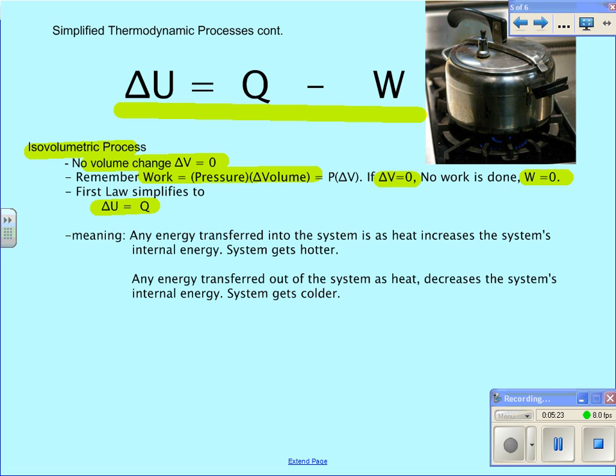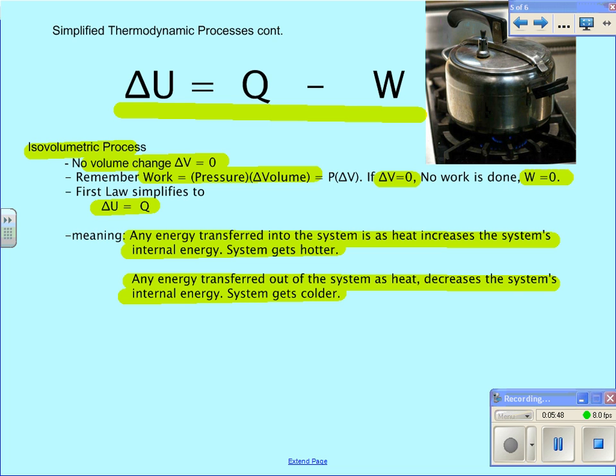This is something that we come in with a conceptual knowledge of already. How do we increase something's energy and make it hotter? We add heat. This is the conventional sense. So any energy transferred into the system as heat increases the system's internal energy and it gets hotter. Any energy transferred out of the system as heat decreases the system's internal energy and it gets colder.